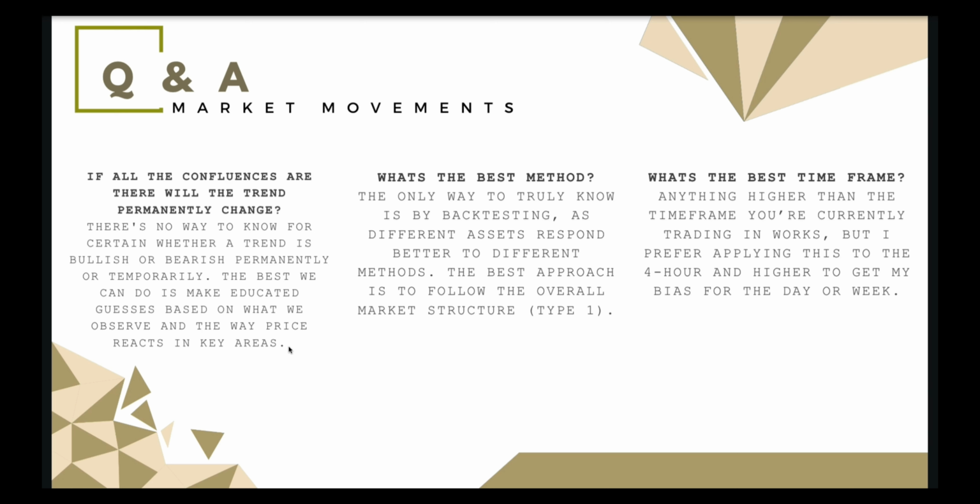Now, the next one is, what's the best method? If you're wondering what the best method is to find a liquidity sweep or a change in trend, the only way to truly know is by backtesting, right? As different assets respond better to different methods, the best approach is to follow the overall market structure, specifically type 1. So if you guys really want an approach and want to know which one's the best, the best advice that I can give is just follow the overall market structure, okay? Follow the overall market structure.